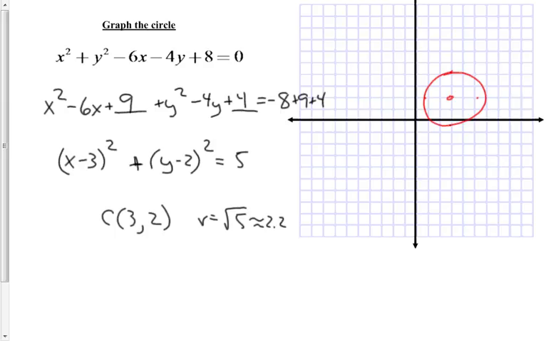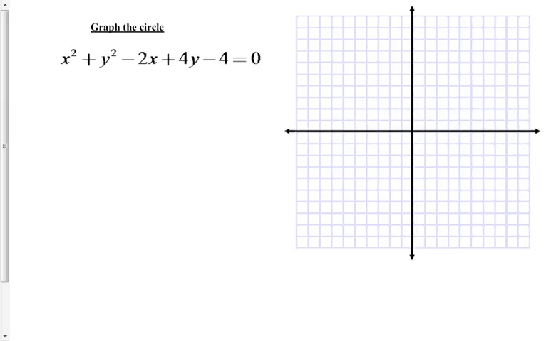Okay, let's take a look at another one here. Let's quickly do this one, and the same idea. Again, we'll break it apart. X squared minus 2x plus blank, because we're going to complete the square, plus y squared plus 4y plus blank equals 4. I'm going to move that negative 4 to the other side of the equal sign. Okay, you go ahead and complete the squares.